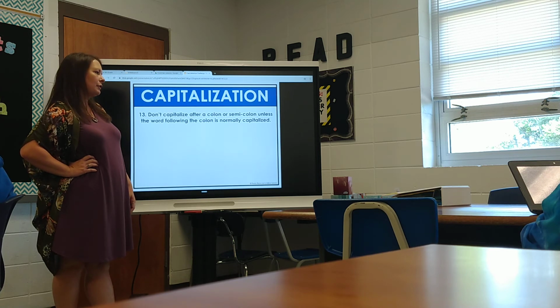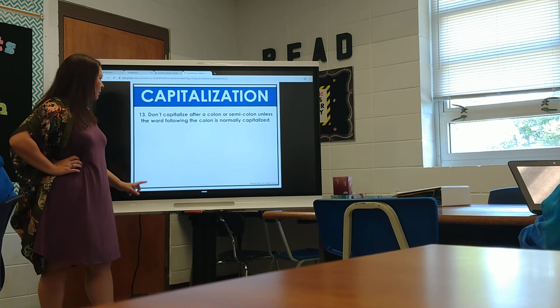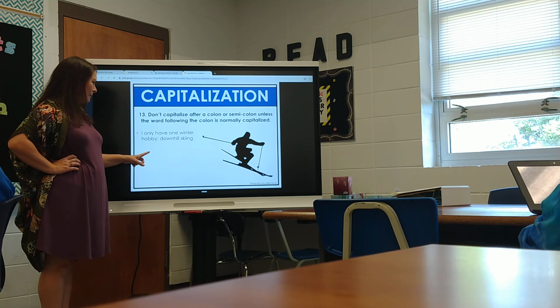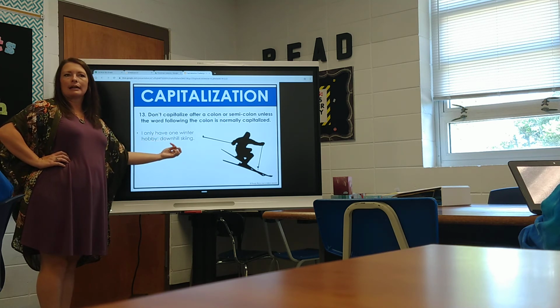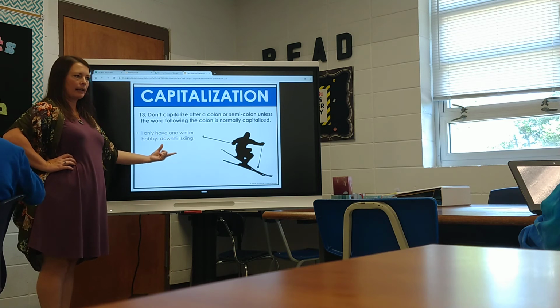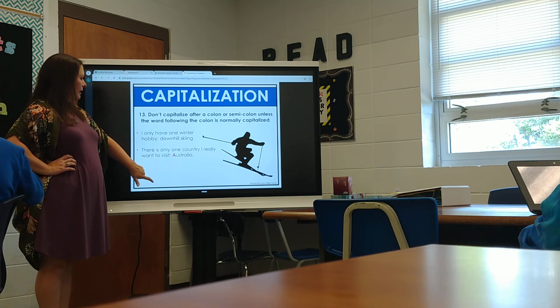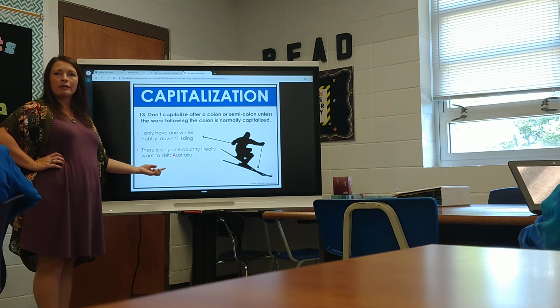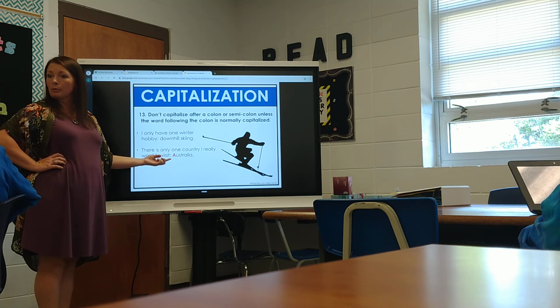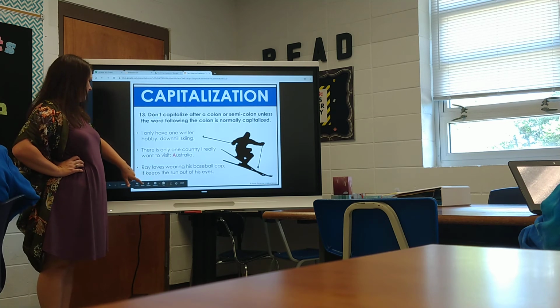Don't capitalize after the colon or semicolon unless the word following the colon is normally capitalized. I only have one winter sport: downhill skiing. Downhill skiing is not a proper noun, so I'm not going to capitalize it. But there is only one country I really want to visit: Australia. Australia would be capitalized normally, so I go ahead and capitalize it.